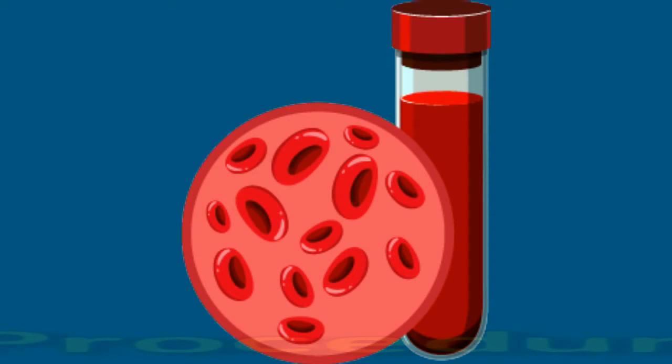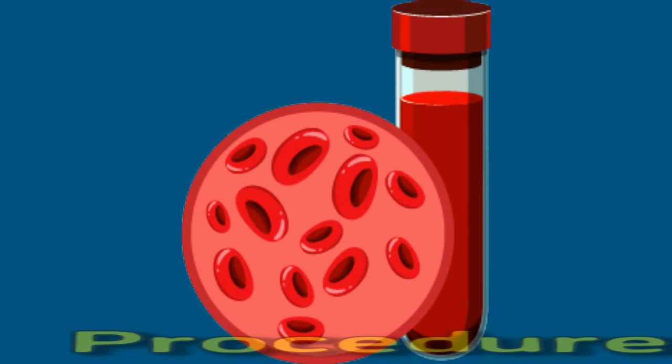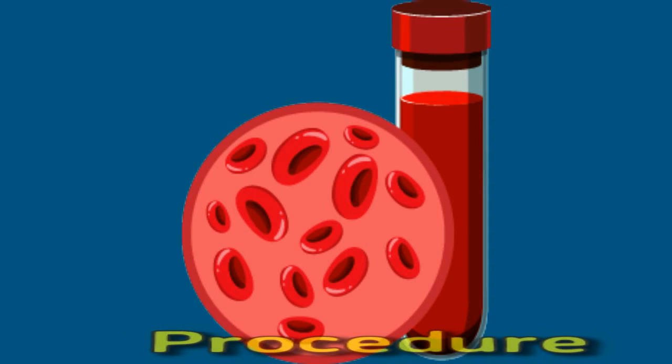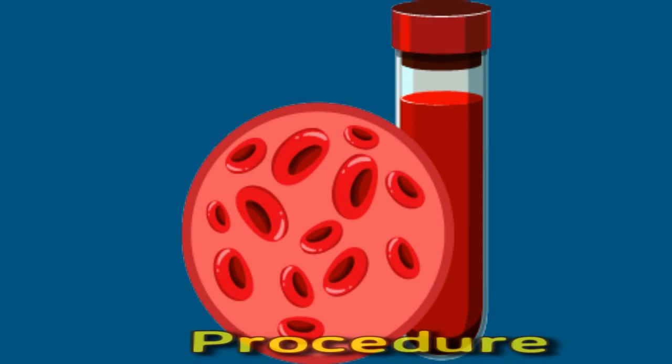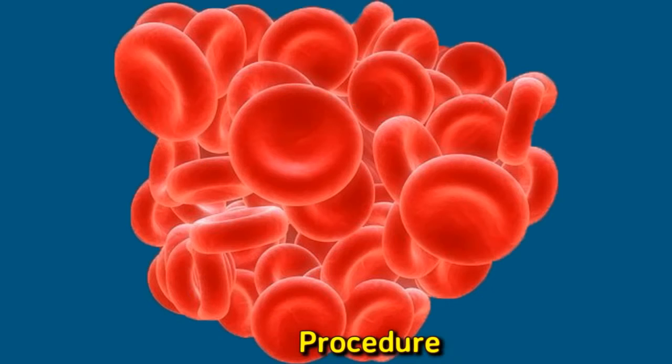Procedure. The ESR test measures the rate at which the red blood cells or erythrocytes in a sample of blood settle at the bottom. This process of settling is called sedimentation. A doctor will draw a small amount of blood from the individual's vein and send it to a laboratory. There, lab technicians will transfer the blood to a vertical test tube in which the red blood cells will slowly settle at the bottom. This will leave a clear, yellowish fluid at the top, which is blood plasma.